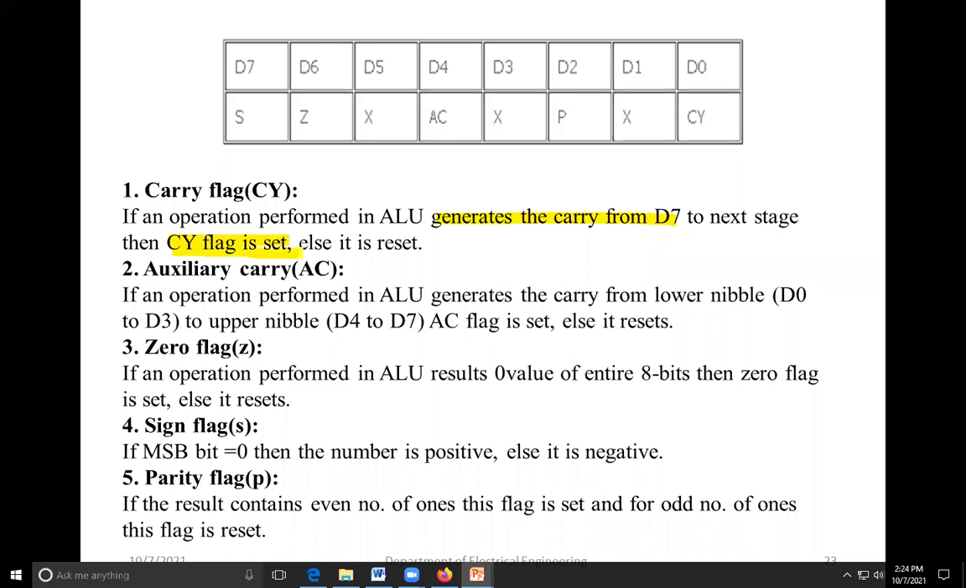Set means you have to put the value 1 into the carry flag. That is called set. So how is this operation performed?